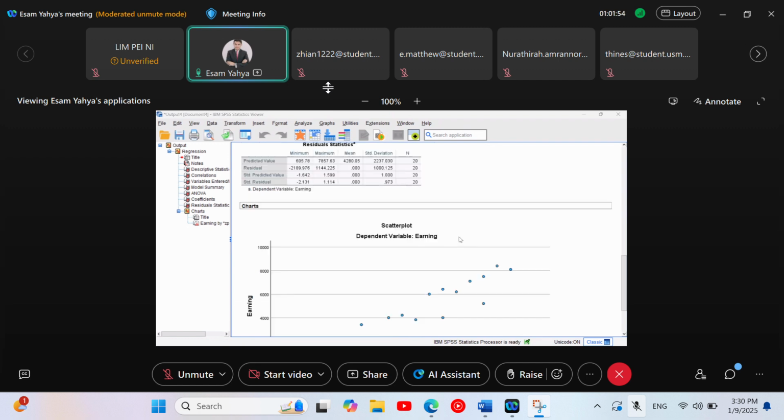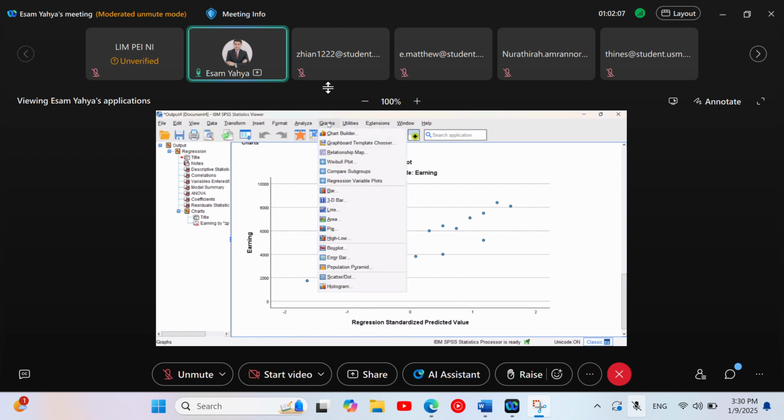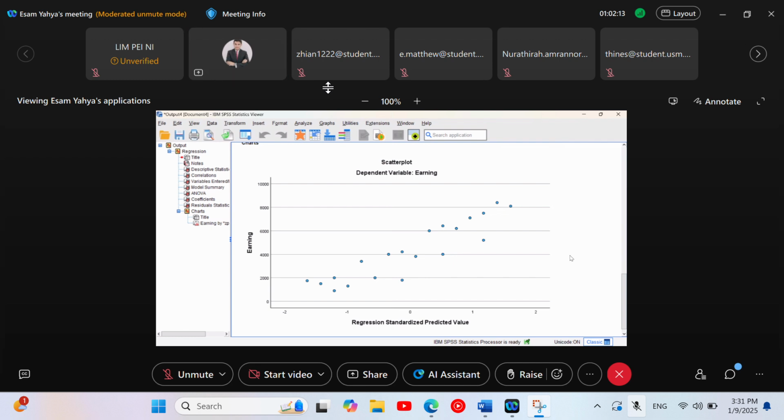Okay. So for the scatter plot, this is similar to the one that we saw earlier. At the beginning of this session, I directly calculated the scatter plot using the graph option. But now, using the regression also, we can calculate the scatter plot. Okay, so now I will close this window.